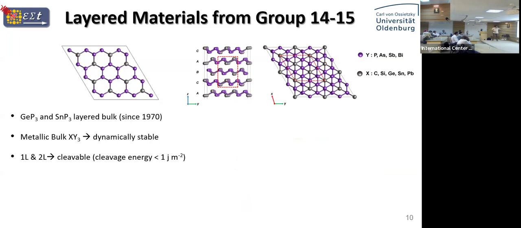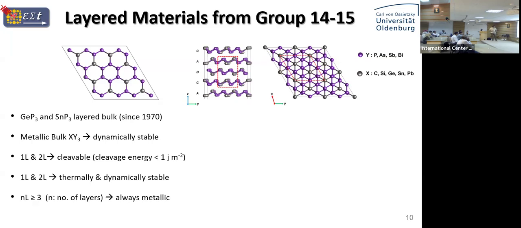As we calculated the phonon spectrum for the bulk, we also calculated it for the monolayers and bilayers, and we found that they are all dynamically stable. We also calculated their thermal stability by simulating them at room temperature. The structure sustained, indicating their thermal stability as well. Now, what about their electronic properties?